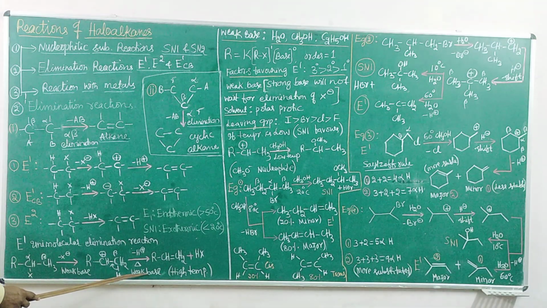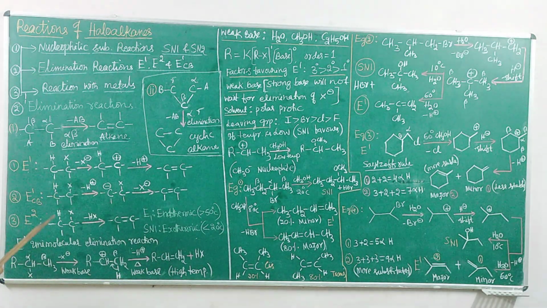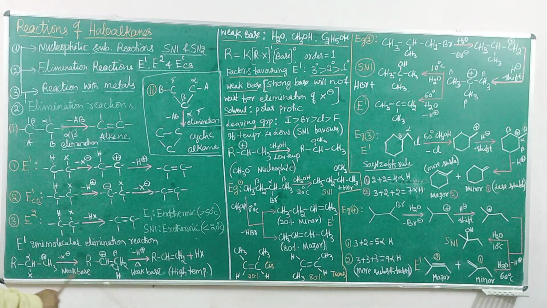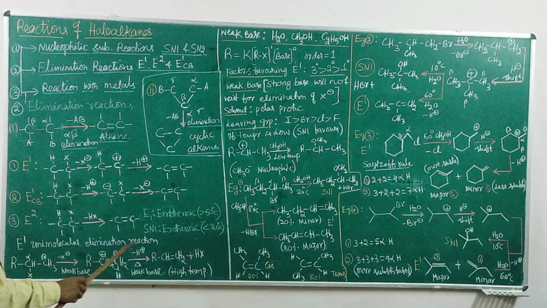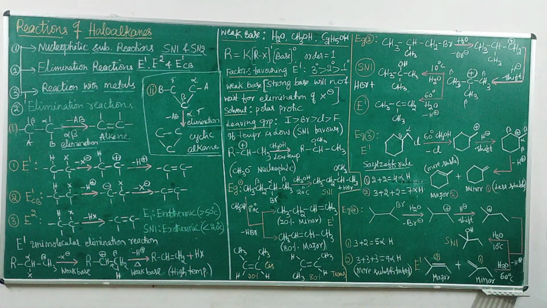At high temperature, base and temperature play an important role, that is, for the breaking of this chemical bond, elimination of hydrogen as H plus, forming an alkene. So that is the mechanism involved in the unimolecular elimination reaction mechanism. Next.